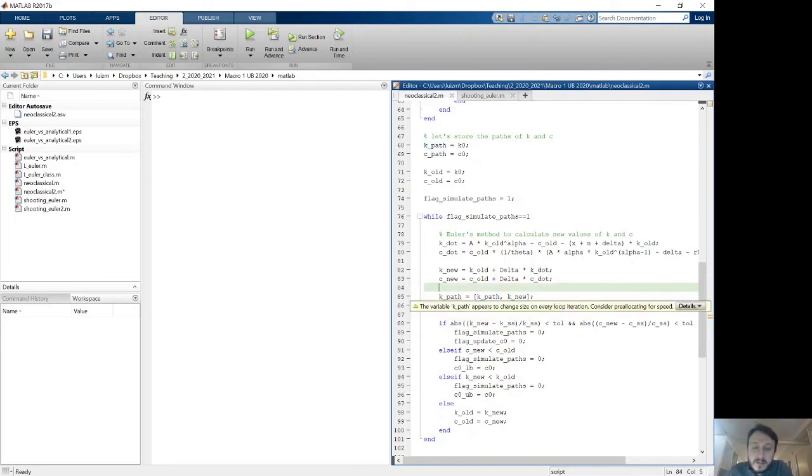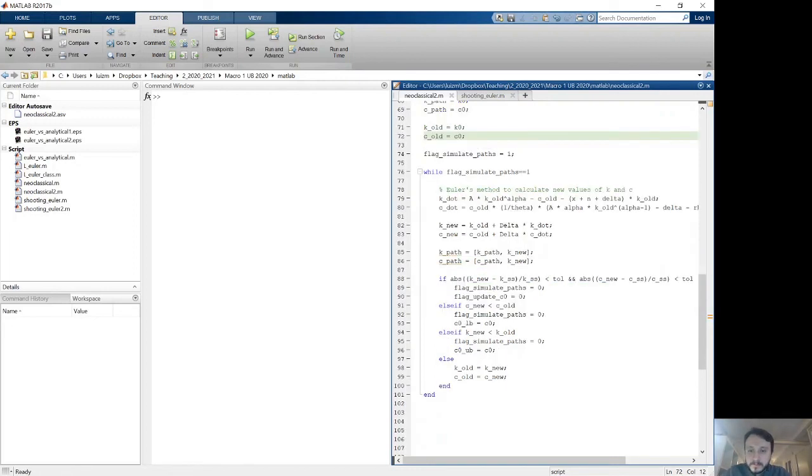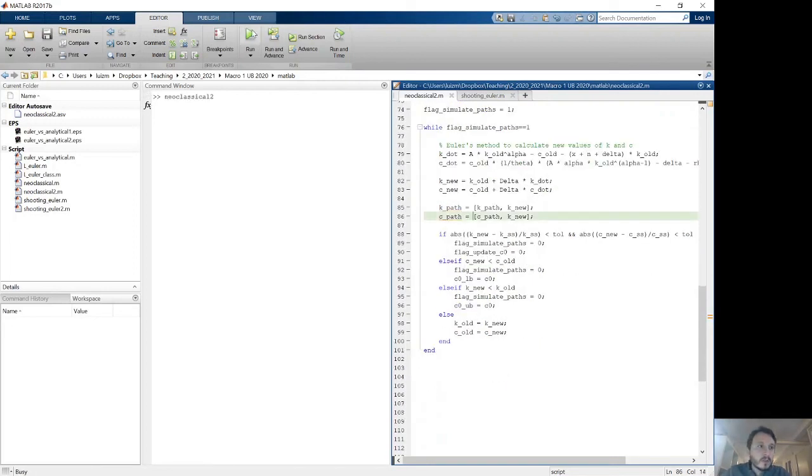MATLAB doesn't like this. MATLAB says to us, the variable k path appears to change size on every loop iteration. Consider pre-allocating for speed. So MATLAB doesn't like when we are defining a vector whose size is growing over time, because this is bad for memory in MATLAB. MATLAB gets slow when this happens. But since we are doing this only one time in the code, this is not a big deal, so let's just ignore this. So let me try to run it.